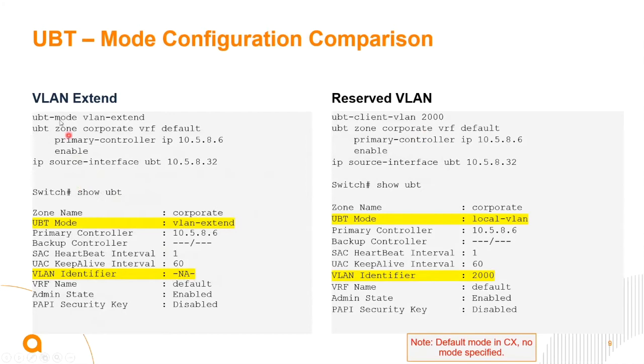What's not supported with this is IPv6, IGMP snooping, dynamic VLANs, port-based tunneling, any SNMP MIB support for UBT, and the gateway downloadable role.